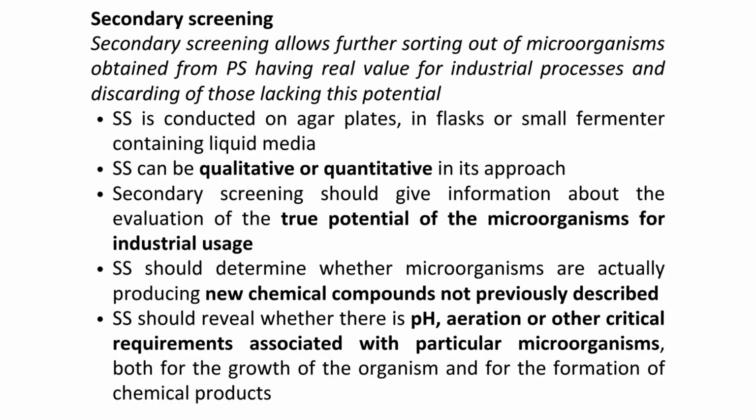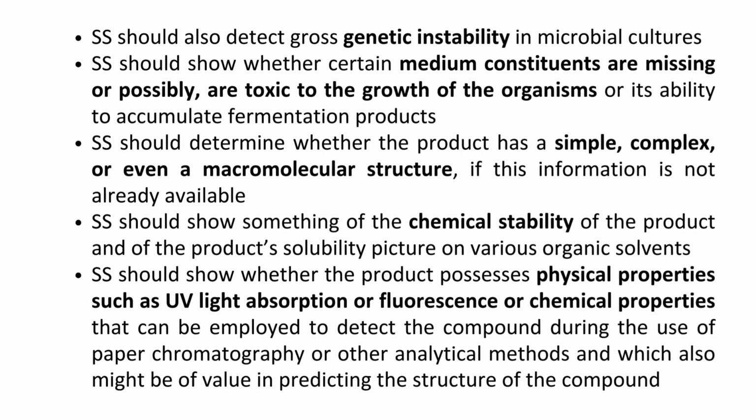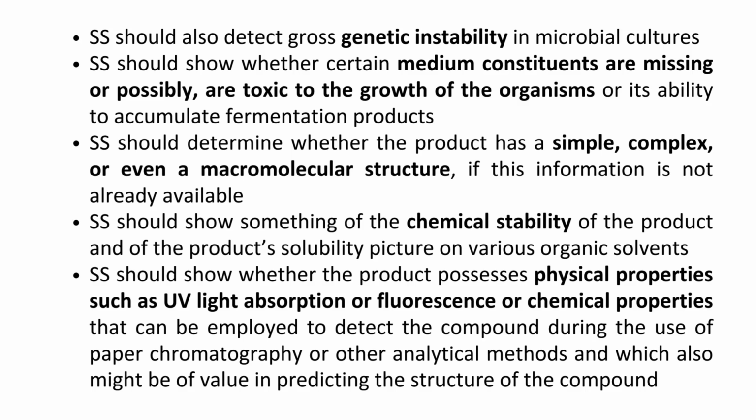It can be done on agar plates or in flasks and small fermenters, and can be qualitative or quantitative. Secondary screening should evaluate the true potential of a microorganism for industrial use. It must determine if the microbe produces a new chemical compound. It should reveal critical requirements like specific pH, aeration, or other needs for both growth and product formation. This stage also detects genetic instability in the culture. It shows if certain medium components are missing or toxic to growth or product accumulation.